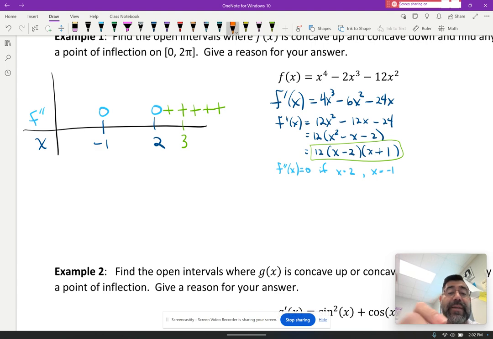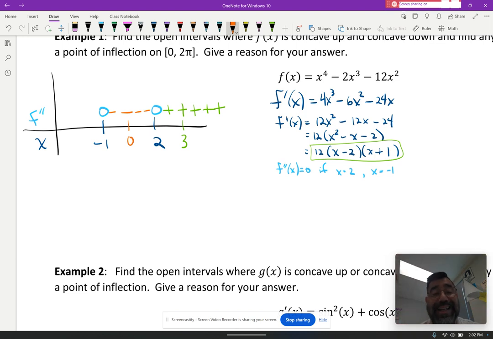I pick another point, this time in between -1 and 2, like 0. If I substitute 0 in this factor, I get -2. Substitute 0, I get +1. Positive times negative times positive, that's a negative. But again, any number that I could have picked in that interval between x equals -1 and x equals 2 would have produced a negative second derivative. So I'm going to put negatives throughout.